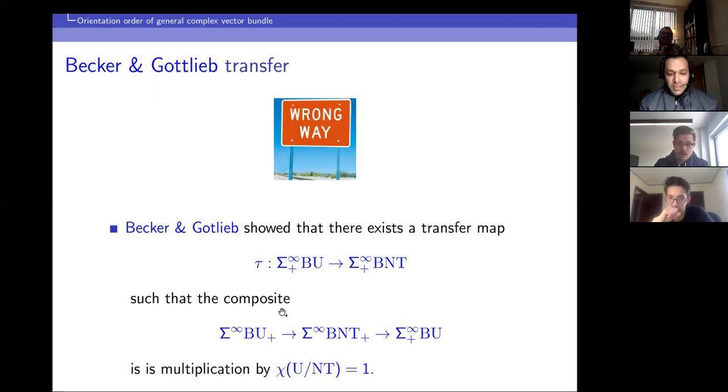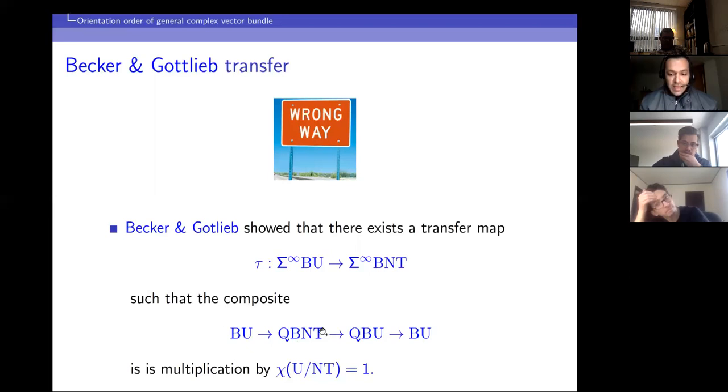You see that there is a problem with plus, where I put all this plus, but they all mean the same thing. And plus, you don't have to worry about it because I'm going to remove all of them by taking, let's say, for example, the map from sphere to the group ring before and taking the cofiber, and you can get rid of all this plus and you still get a map like this. And taking the adjoint and using the fact that BU is an E infinity space, you get a map from BU to Q of BNT to Q of BU to BU, and that's going to be homotopic to identity.